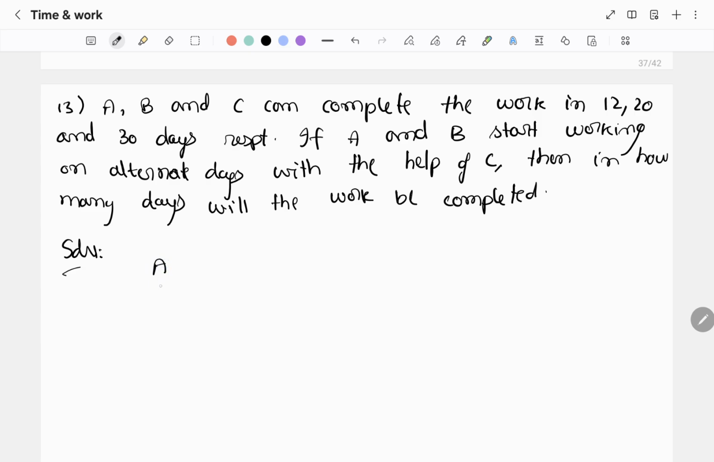Okay, so A 12, B 20 and C 30 days. So total work is equal to 60, the LCM of 12, 20 and 30. 12 5s, 20 3s, 30 2s. See here what they are saying: if A and B start working on alternate days with the help of C, the meaning is that on alternate days, day 1, day 2, A is working with C on the first day and B is working with C on the second day. Means throughout the entire work, C is working every day.